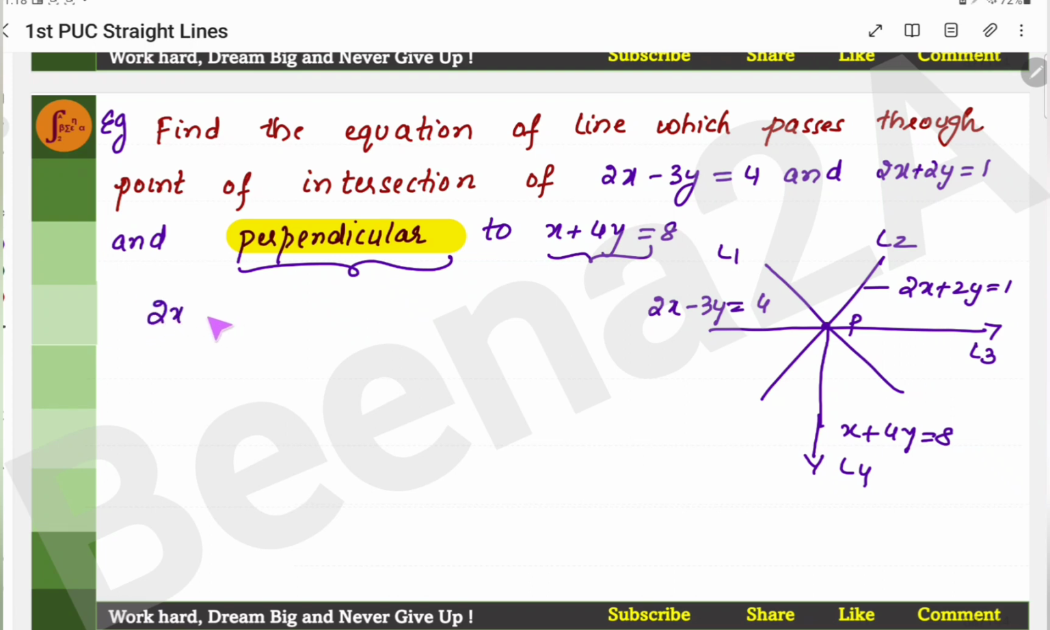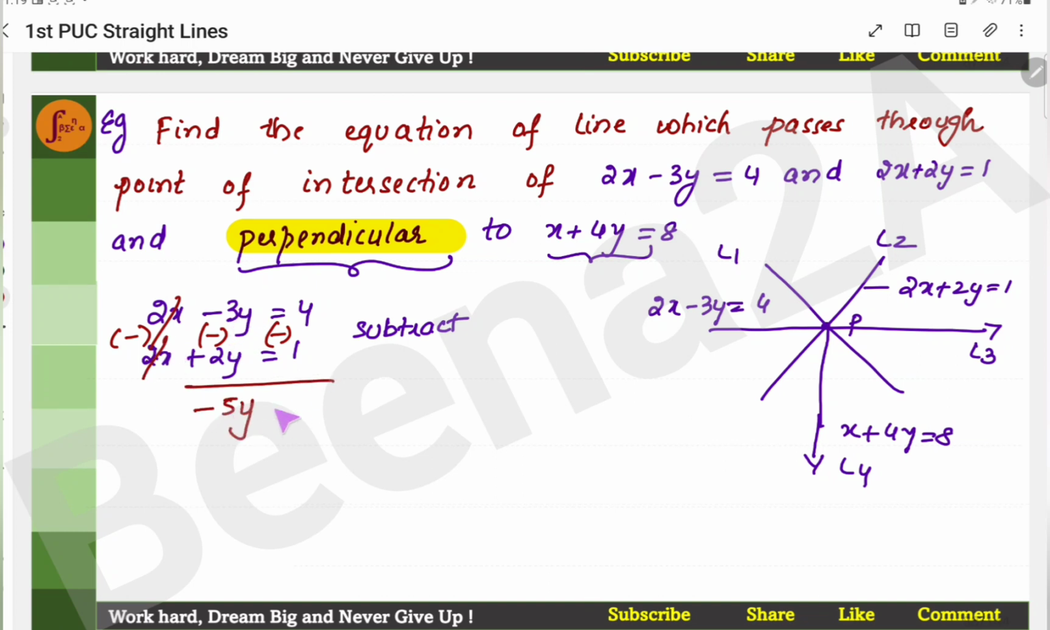So 2x minus 3y is equal to 4. 2x plus 2y is equal to 1. We will subtract. You have similar terms here, so you don't have to multiply. Just subtract, right? The whole equation. If you subtract, this will get cancelled. So minus 3y minus 2y is minus 5y is equal to 3, which means y is equal to minus 3 by 5.